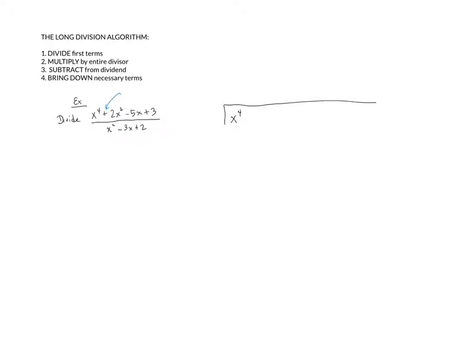I have an x to the fourth term. I don't have any x cubed terms, so to make everything line up properly, I'm going to put a 0x cubed in there. And then 2x squared minus 5x plus 3. If I were missing any terms in the divisor, like if this was x squared plus 2 instead of having the negative 3x, I'd also put a 0x in there. But I'm not missing one in this case.